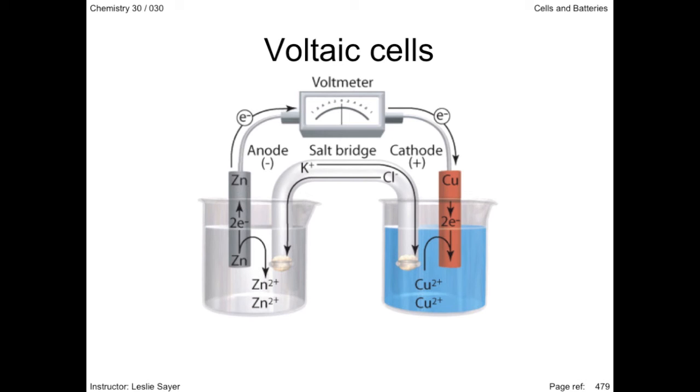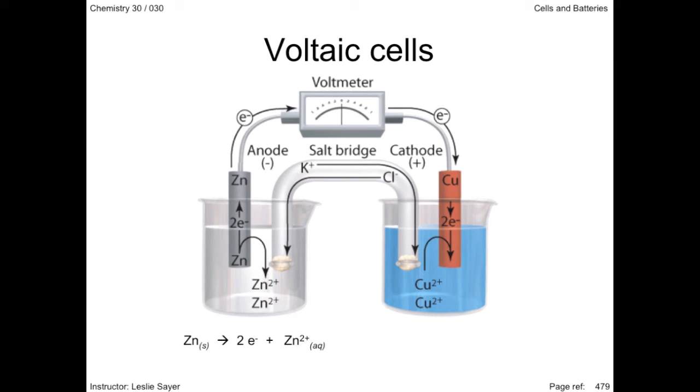There are a couple of new terms here. The electrode where oxidation occurs is called the anode. The electrode where reduction occurs is called the cathode. For experimental purposes, chemists find it useful to separate a Voltaic cell into two half cells, the anode half cell and the cathode half cell.